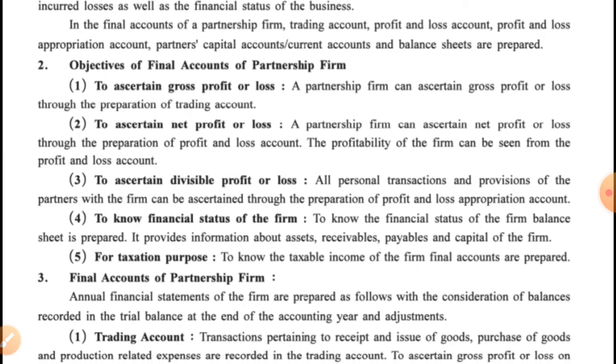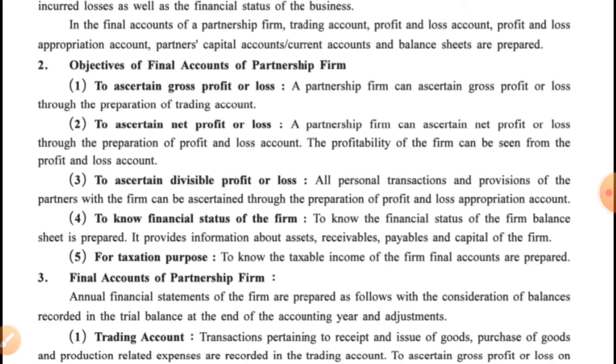Now this is a new topic over here. All personal transactions and provisions of the partners with the firm can be ascertained through the preparation of profit and loss appropriation account. It means after getting the net profit, to ascertain whatever personal transactions take place between the partners and the firm, we are preparing the profit and loss appropriation account, and whatever the difference that arises in the profit and loss appropriation account is either divisible profit or loss.